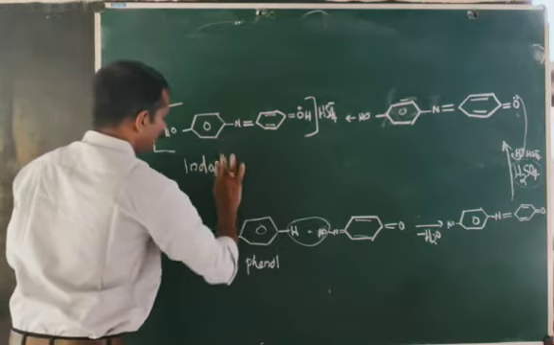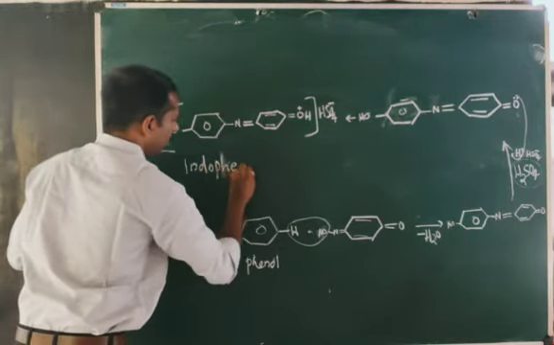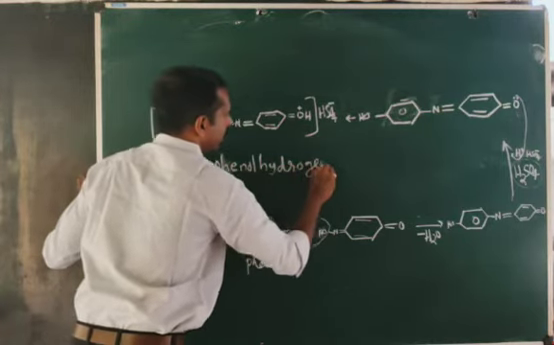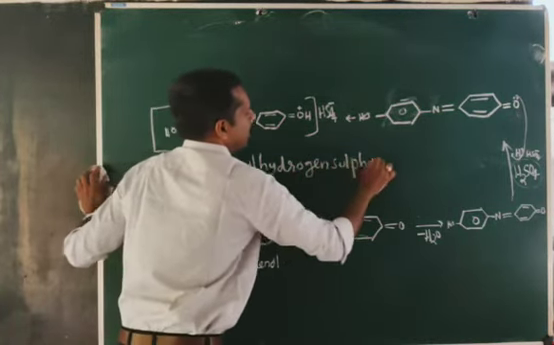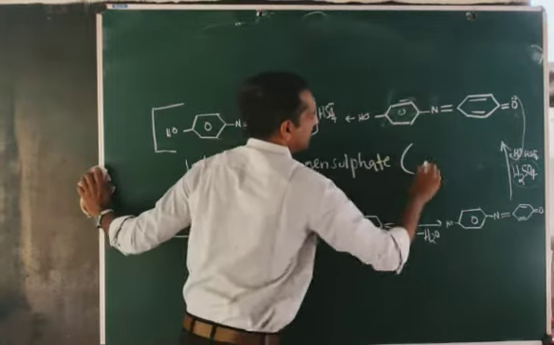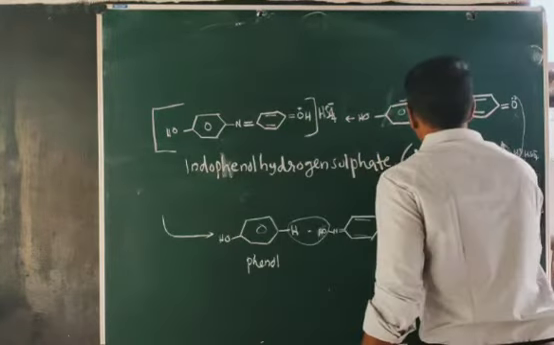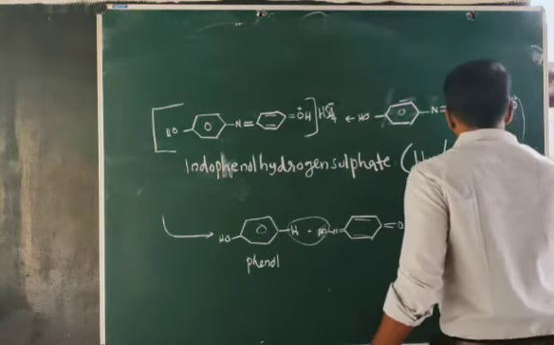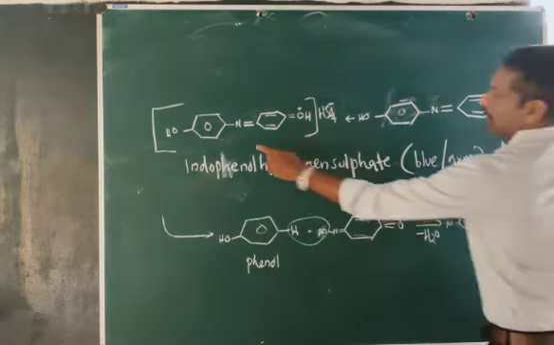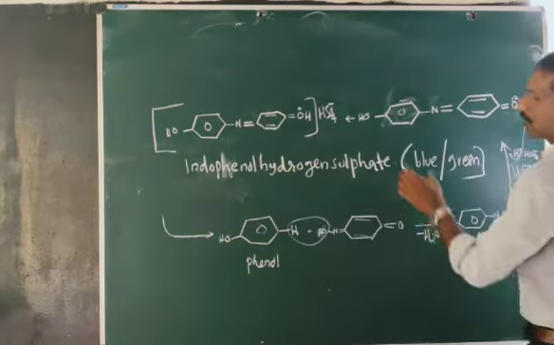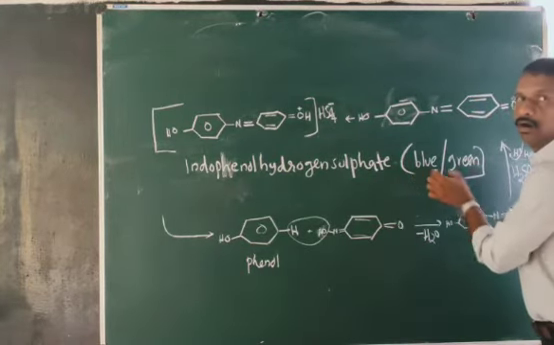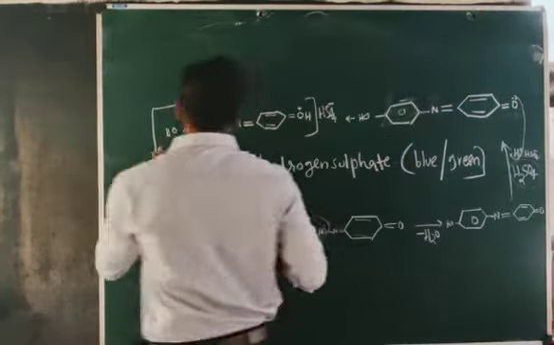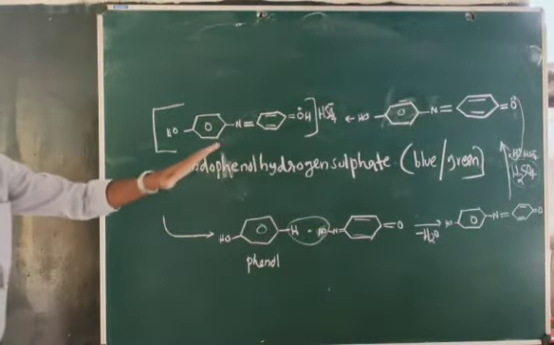indophenol hydrogen sulfate. Indophenol hydrogen sulfate. This is responsible for the blue or green color. Due to the formation of this indophenol hydrogen sulfate, we first get the blue or green color. So keep it in mind. This is responsible for the first blue or green color.